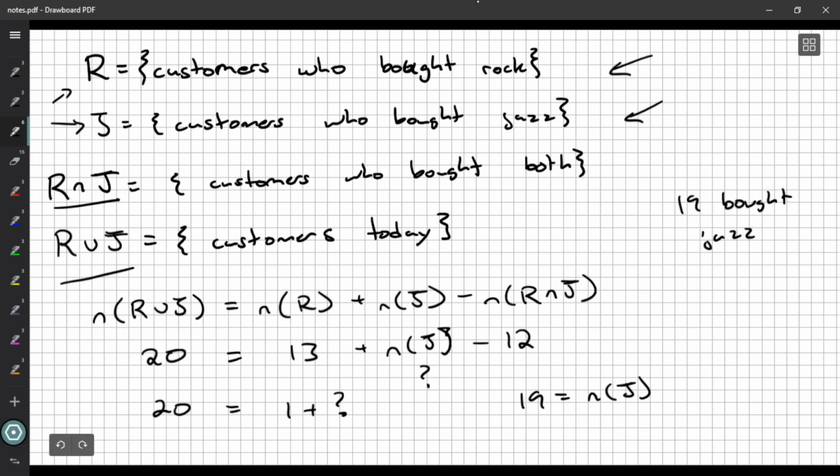Now, if the question had asked for only jazz, we could then say, well, that's going to be jazz and not rock. And we could use another formula to work out that there's only 7 people who bought just jazz. But we don't add to questions. So the answer here is going to be 19.